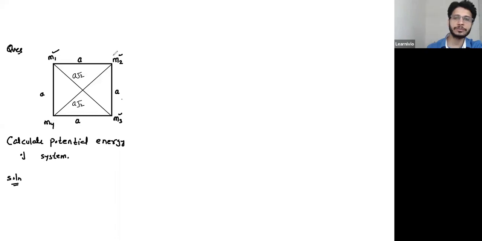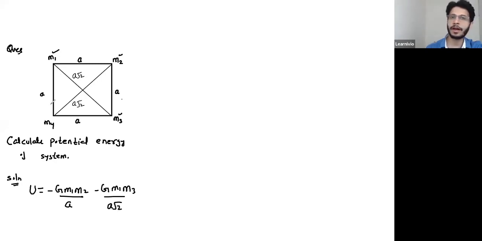The first interaction is between M1 and M2. The separation between M1 and M2 is A. So it's minus of G M1 M2 by A. Next, the second interaction of M1 is with M3. The separation between them is A root 2. So that's minus G M1 M3 over A root 2.